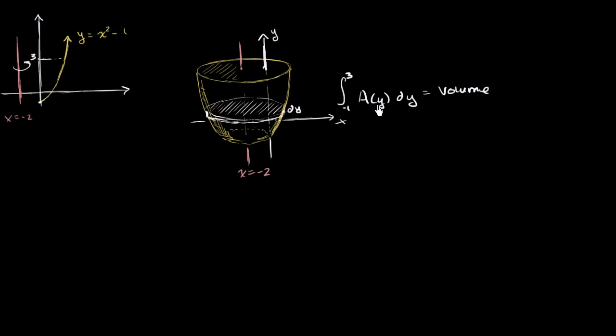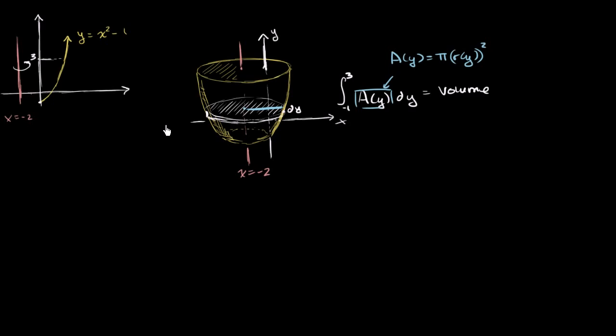So the key here, so that we can start evaluating the integral, is to just figure out what the area of each of these disks is as a function of y. And we know that area as a function of y is just going to be pi times radius as a function of y squared. So the real key is, what is the radius as a function of y for any one of these y's?